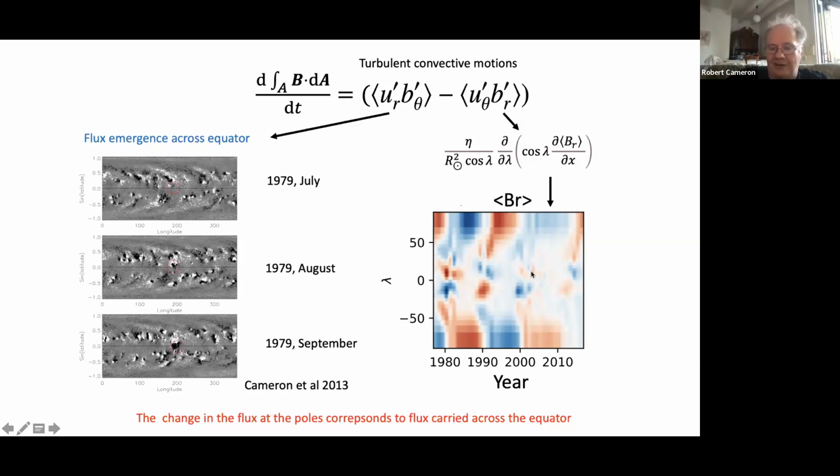The other term is shown on the right. And here, if we look at the radial magnetic field, we see, very interestingly, that there's a large-scale organization to the field we see in the early 1980s. We see red field, so negative field in the northern hemisphere, positive field in the southern hemisphere. And this, by turbulent diffusion, causes the transport of negative flux into the southern hemisphere and positive flux into the northern hemisphere. This reverses, of course, from cycle to cycle.